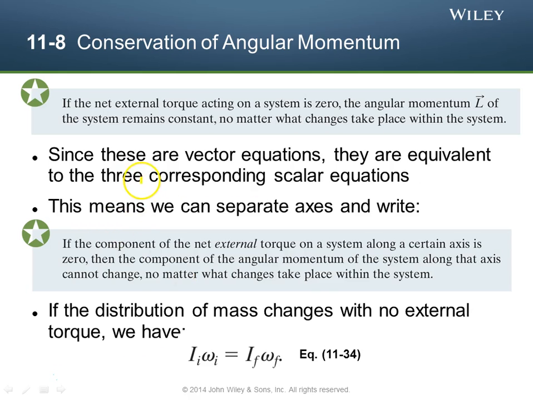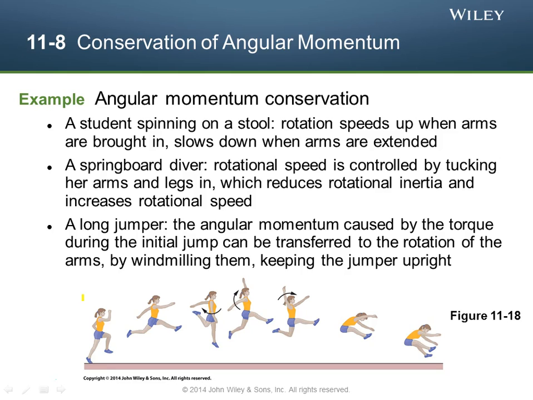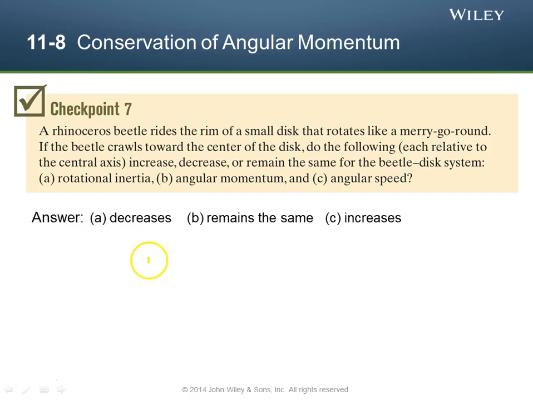Now, when we have the conservation of angular momentum, basically we're going to see that the initial momentum is equal to the final momentum. So I omega initial is going to equal I omega final. And we've seen all of these experiments before showing the conservation of angular momentum when we are spinning and we pull our arms in because we're changing our moment of inertia. It's changing the rate at which we rotate. Well, this can be seen in a student spinning on a stool, a springboard diver, or a long jumper, all of those conserving their angular momentum by changing the moment of inertia, and in turn the angular velocity has to change. Take a look at checkpoint 7 here, talking about a rhinoceros beetle, and see if you can get these answers.